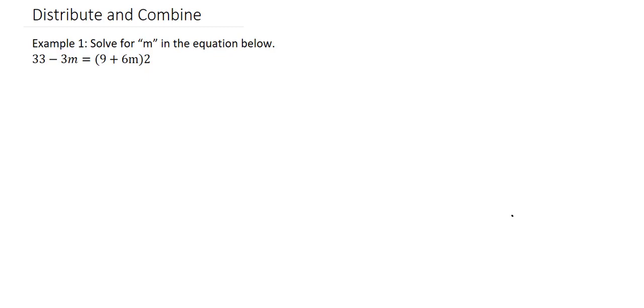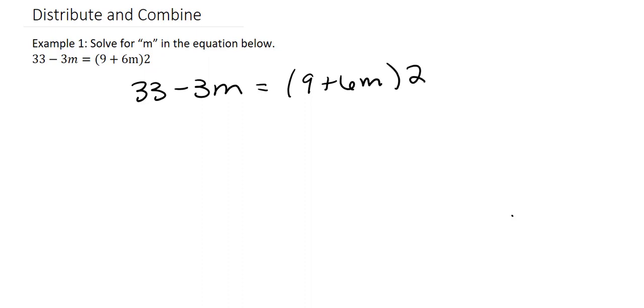Distribute and combine. In this video, we're going to use an earlier concept that we learned about, the distributive property, as the first step before we go ahead and solve like we did in the last video. So if we have 33 minus 30m, which is equal to, in parentheses, 9 plus 6m, with 2 on the outside, our first step is going to take this 2 and distribute it. We go 2 times 9, and then 2 times 6m. So let's go ahead and do that.